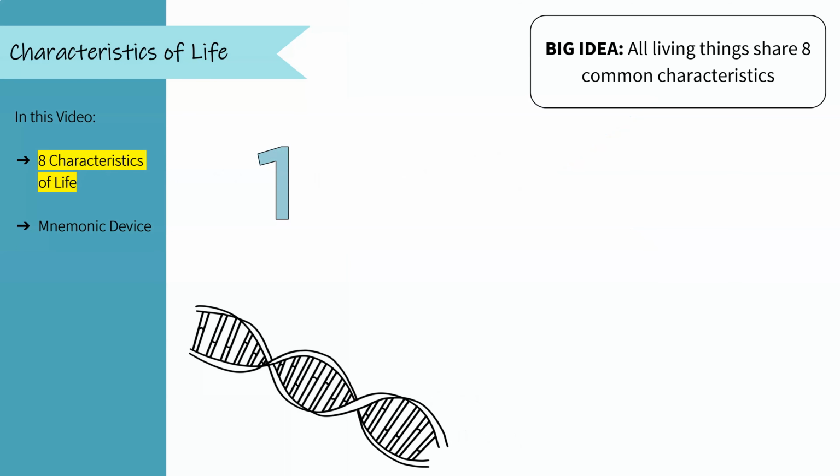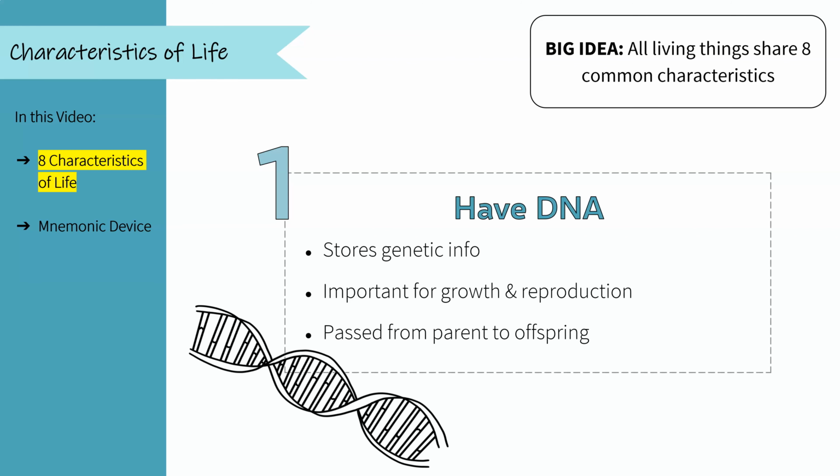Our first characteristic is that all living things have DNA. DNA is a universal genetic code that stores all of the information that make living things what they are. It's really important for growth and reproduction. And DNA is passed from parent to offspring so that the offspring have this code or directions to grow and be what they're going to be.